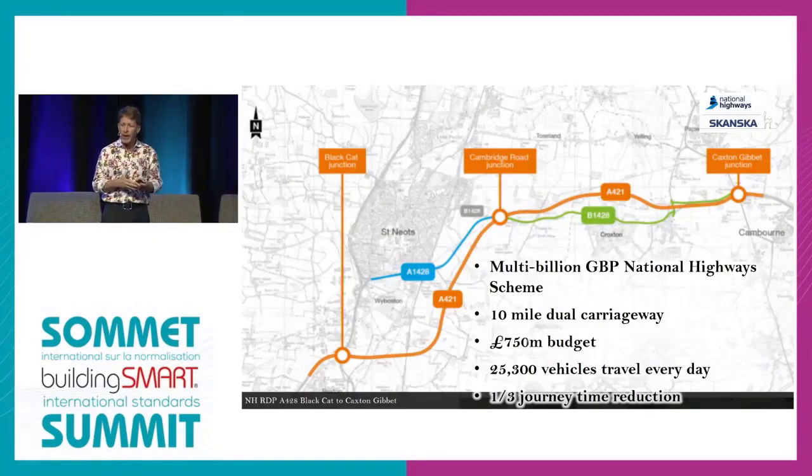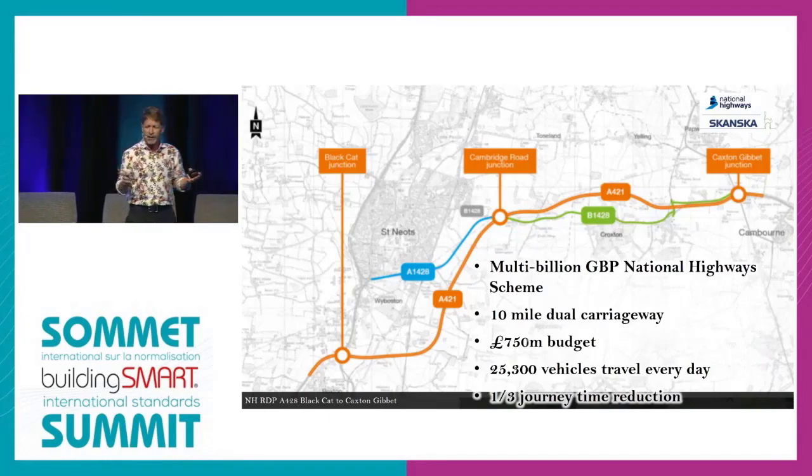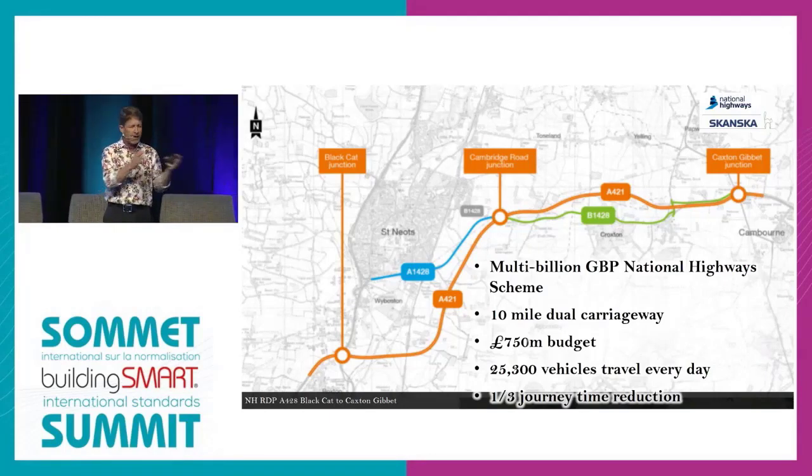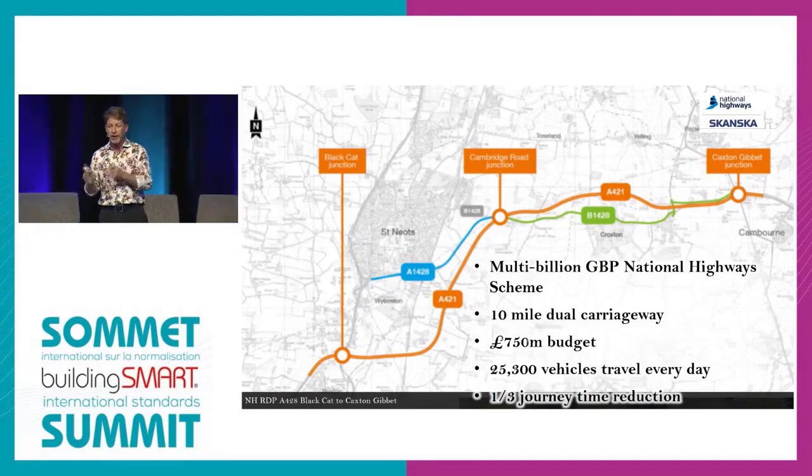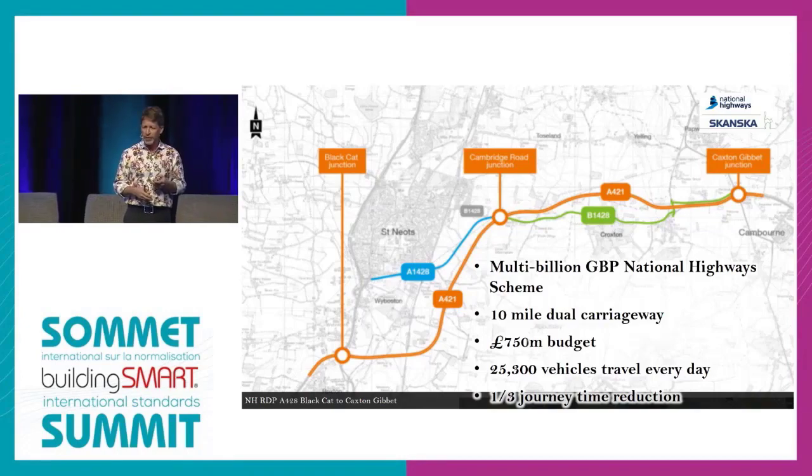So a couple of projects that they shared with me. One is a national highways project, multi-billion-dollar project, of which they've got about a 10-mile corridor, 750 million pound budget for this project. That's roughly 25,000 vehicles going through per day.